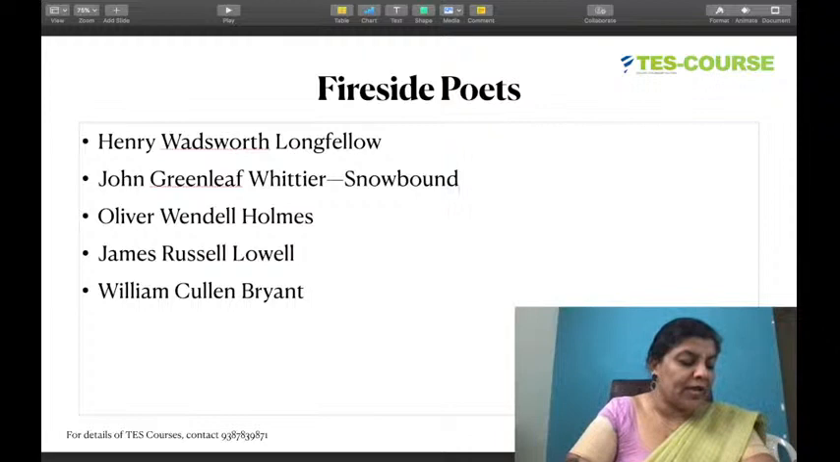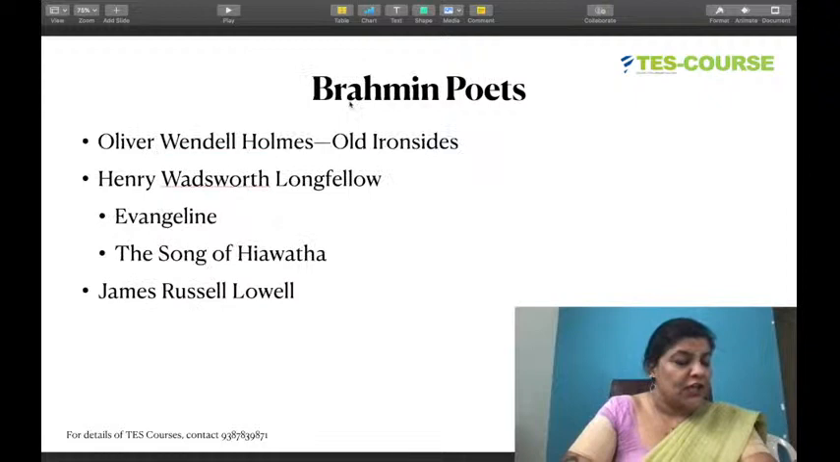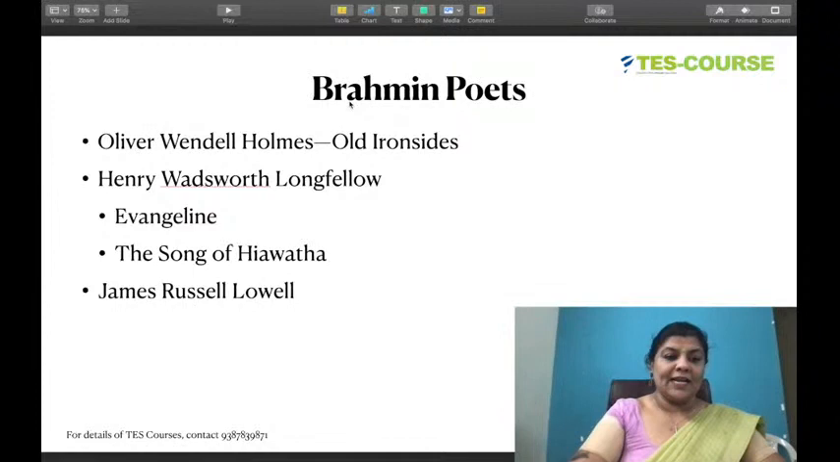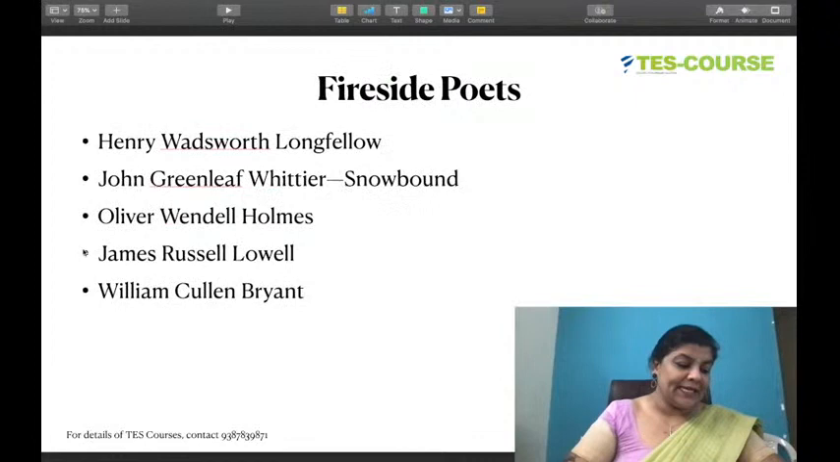The Brahmin poets were called Brahmin poets because they wrote in a very upper caste style. They wrote in a very upper class style. Fireside poets are slightly different. Fireside poets are not exactly the same. Some overlap is there. Did you understand, guys?